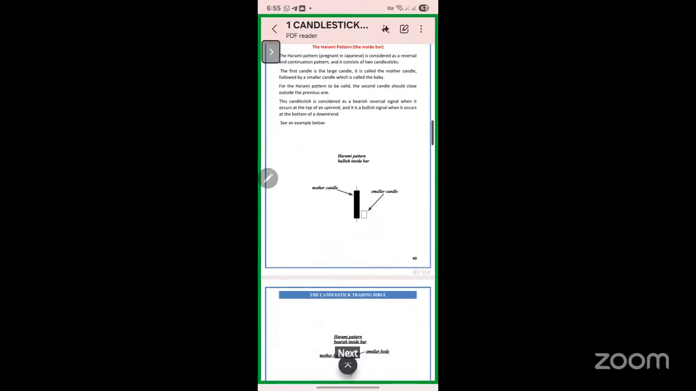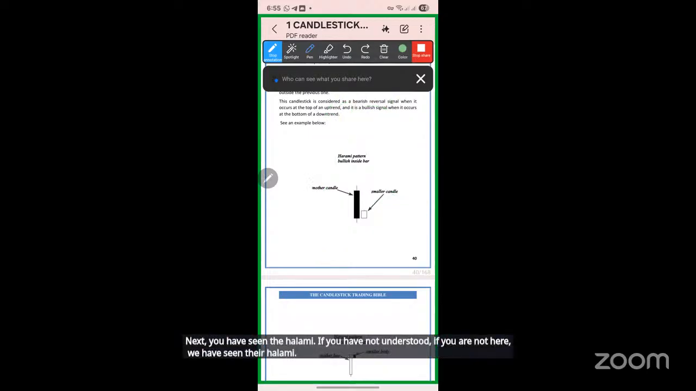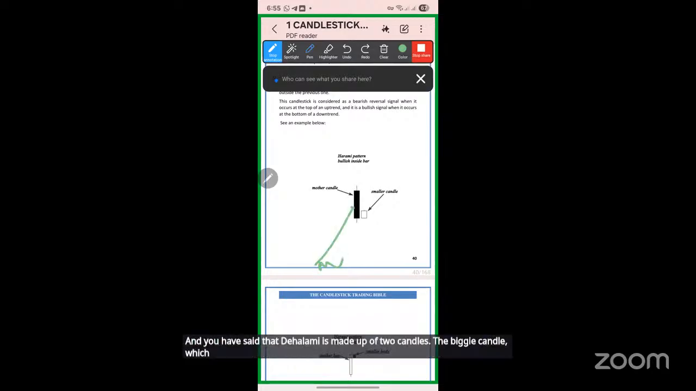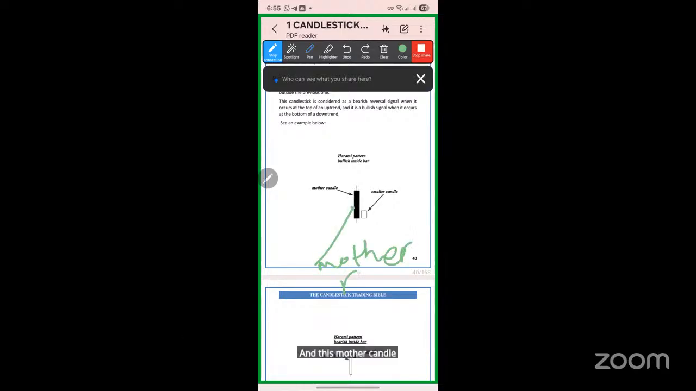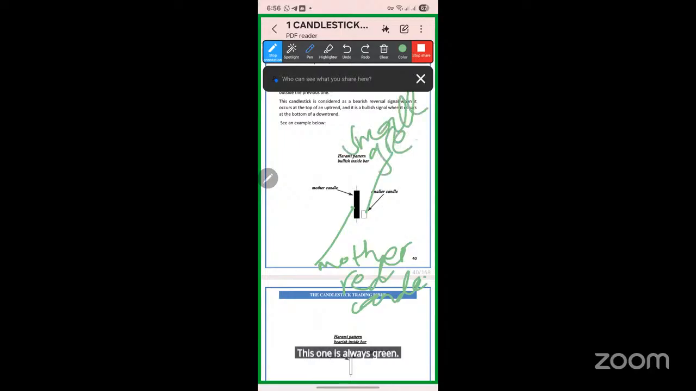Next, you have seen the harami. If you have not understood, if you were not here, we have seen the harami, and we have said that the harami is made up of two candles. The big candle is the mother candle, and this mother candle is always a red candle. Then there is the baby candle, which is a small candle, and this one is always green. This pattern you see here is always formed at the beginning of a trend. It is a bullish inside bar.